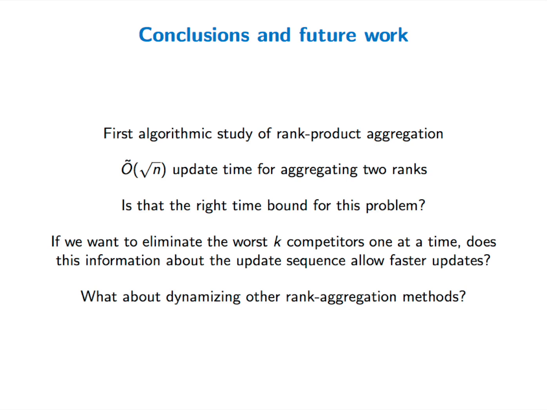But there are some other questions arising from this work as well. Another one, for instance, is if we want to eliminate one at a time the worst competitors, find the maximum product of ranks, eliminate that competitor. Find the maximum product of ranks in the remaining set, eliminate that competitor, and so on. This sequence of eliminations has a very predictable structure that maybe would allow us to perform updates quicker. Does it? What about dynamization of other rank aggregation methods? We leave these questions for future research.